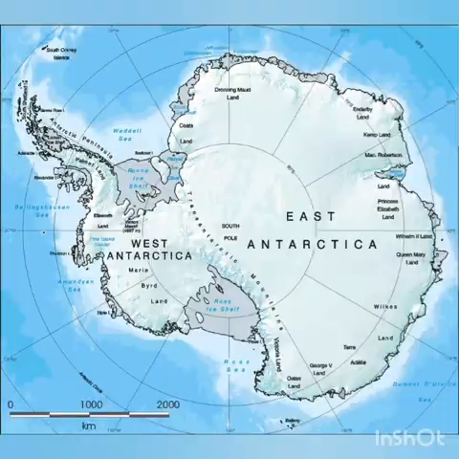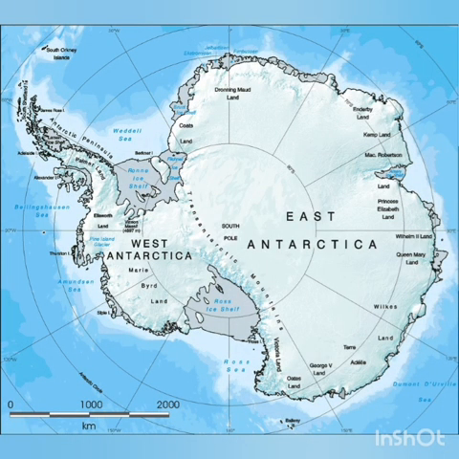Then Antarctica, which is the fifth largest continent, since it is located around the South Pole. So here the temperature is very cold, and throughout the year it is basically covered with ice. That is why this continent is also known as the white continent.